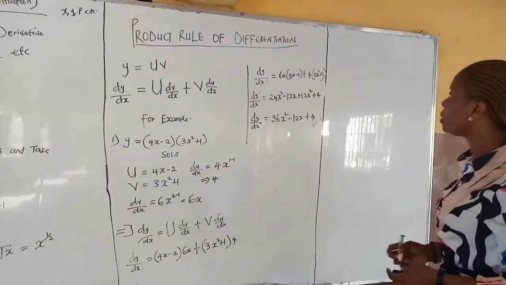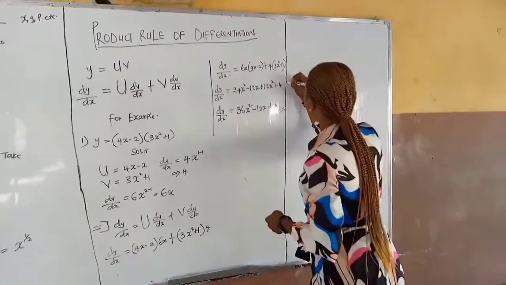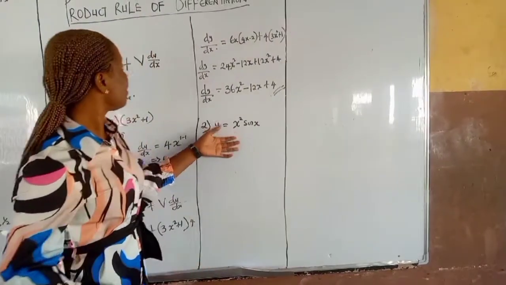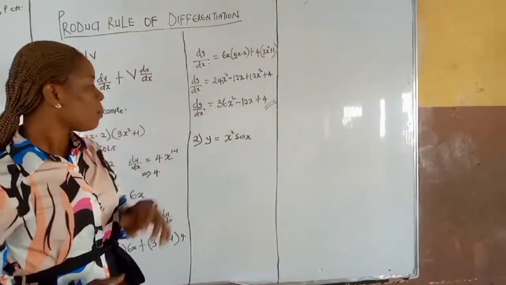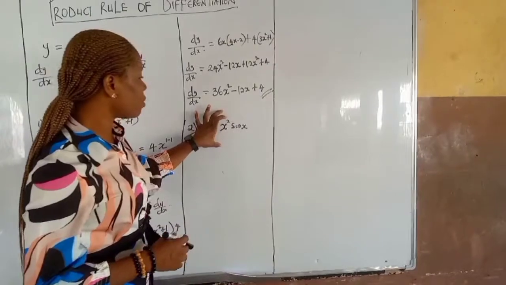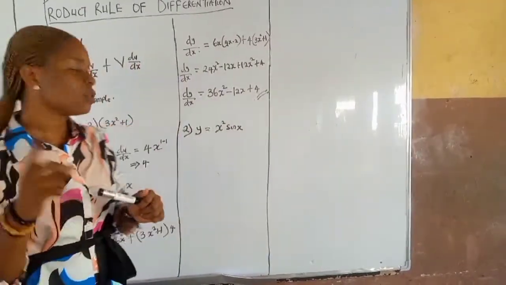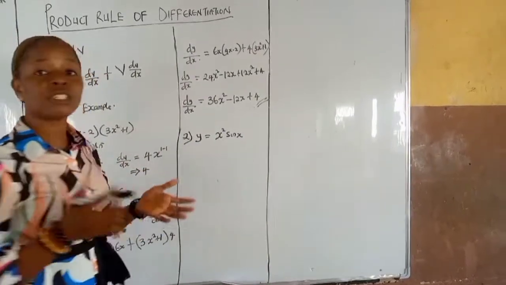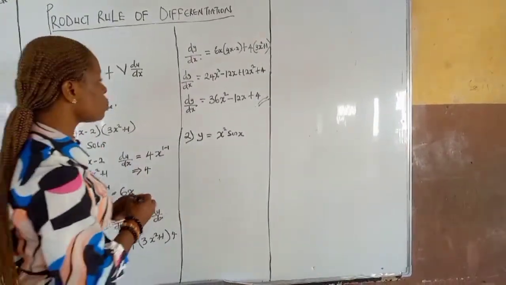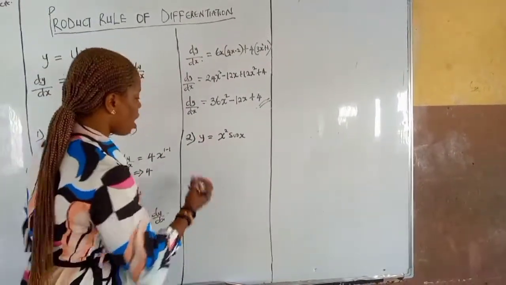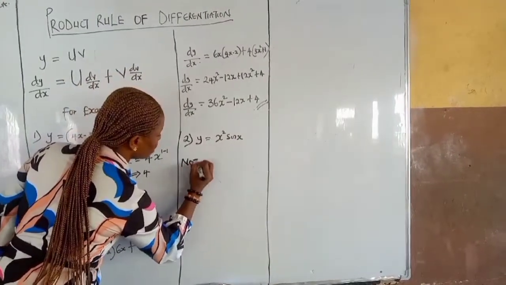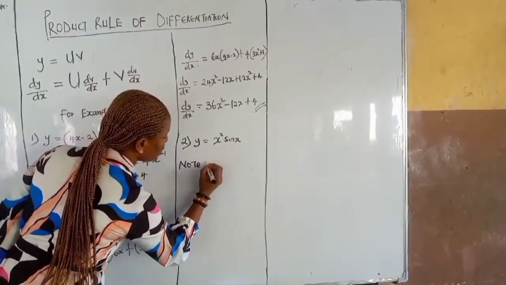And there is another rule that we have. Okay, let's look at another example on the product rule. But if you observe, this particular function contains a trigonometric function. So that will take us to how to differentiate a trig function. Please take note of this before we solve this.